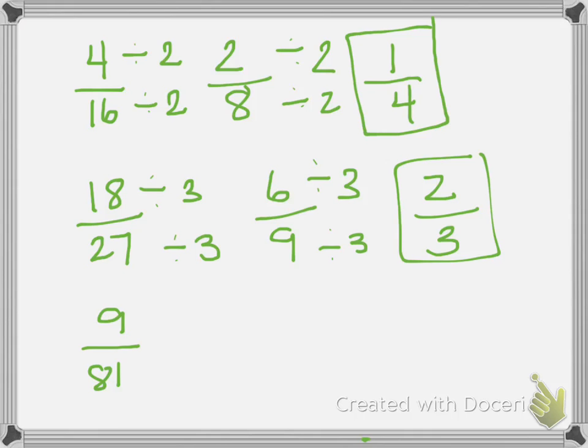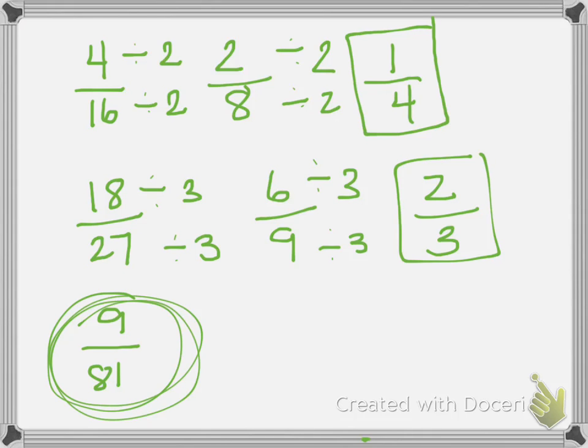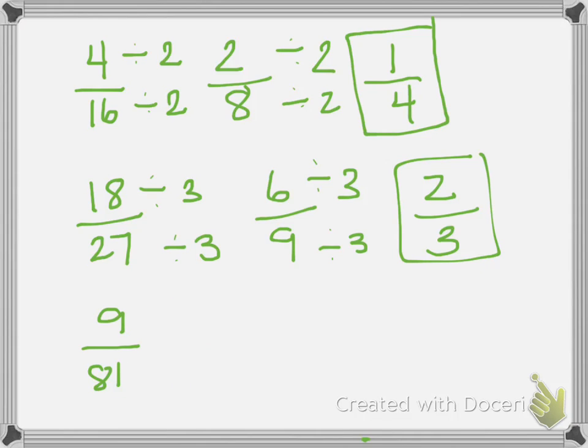Last but not least, 9 over 81. 9/81ths. In this one, this is odd, and this is also odd, which means that I cannot count by 2 to get there. I can't divide by 2. I can divide by 3 in these, but what's even easier is I can divide by 9, because I know 9 times 1 is 9, and 9 times 9 is 81. So I'm going to divide this by 9.